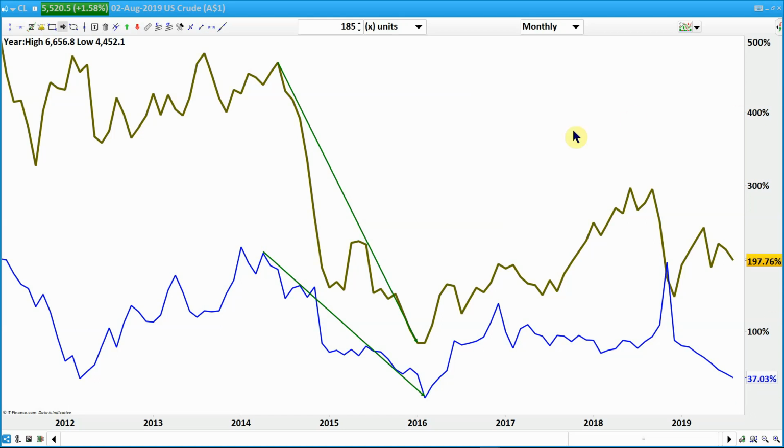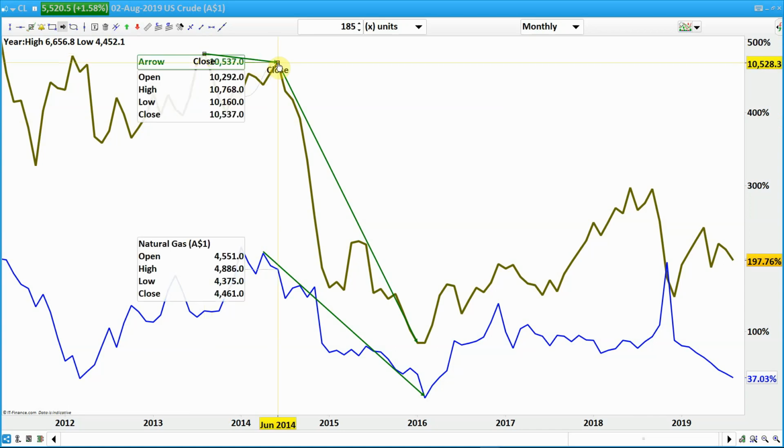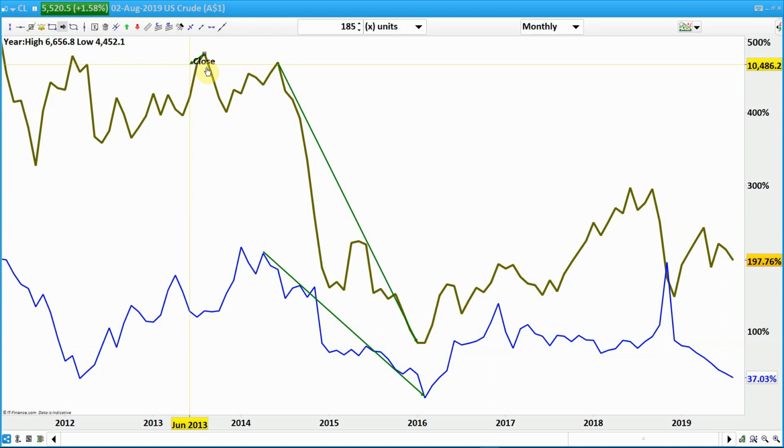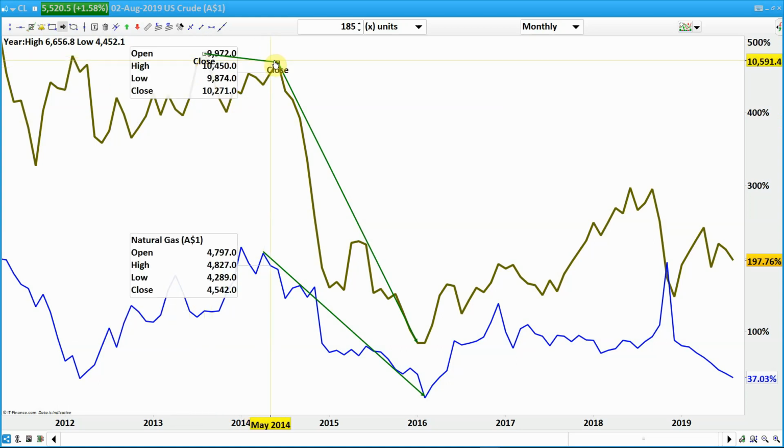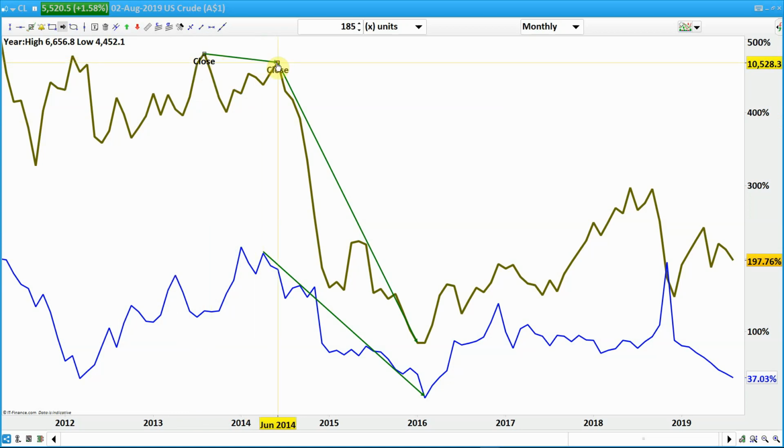For example, if you're a little bit confused about whether this is a double top or a lower high in crude oil between August 2013 and May 2014, so if this is a lower high or a double top, you can go to natural gas and see whether it is the same kind or a different kind.